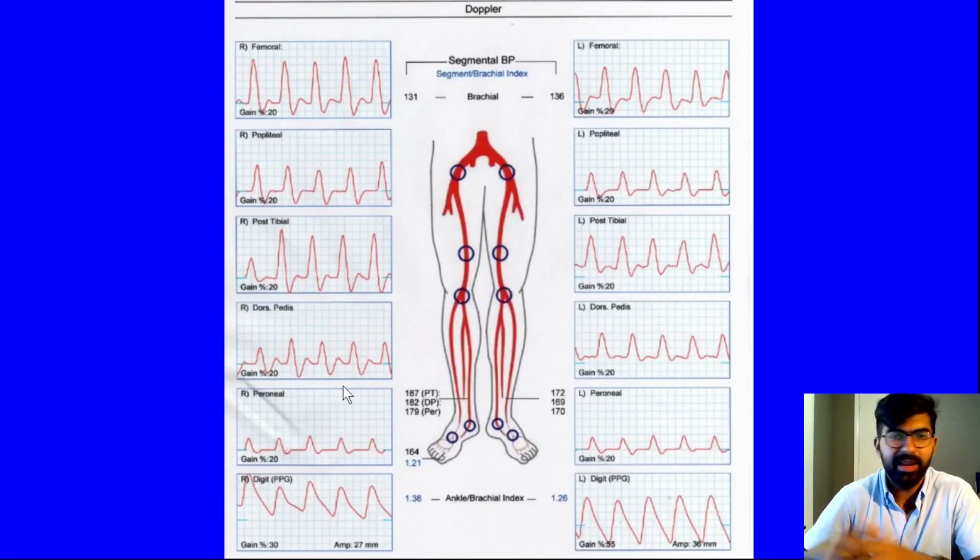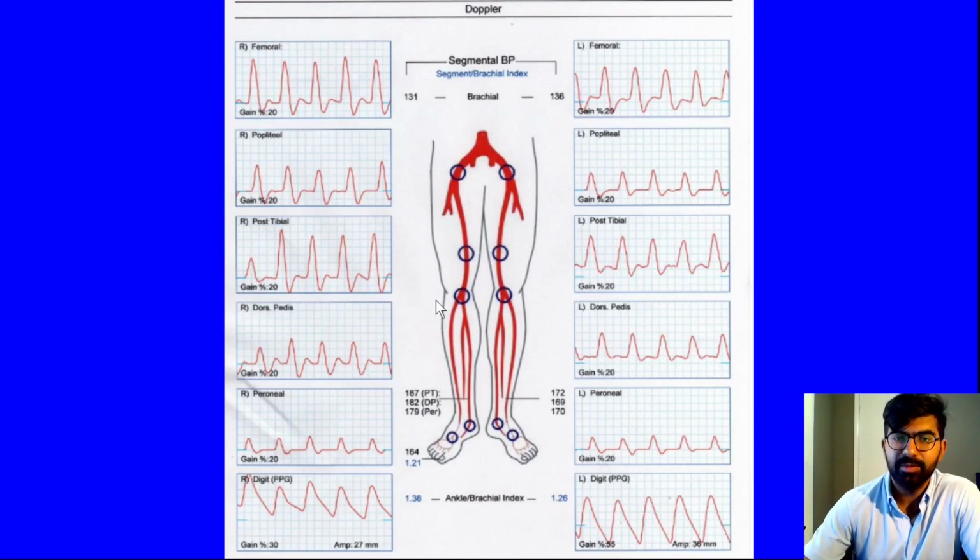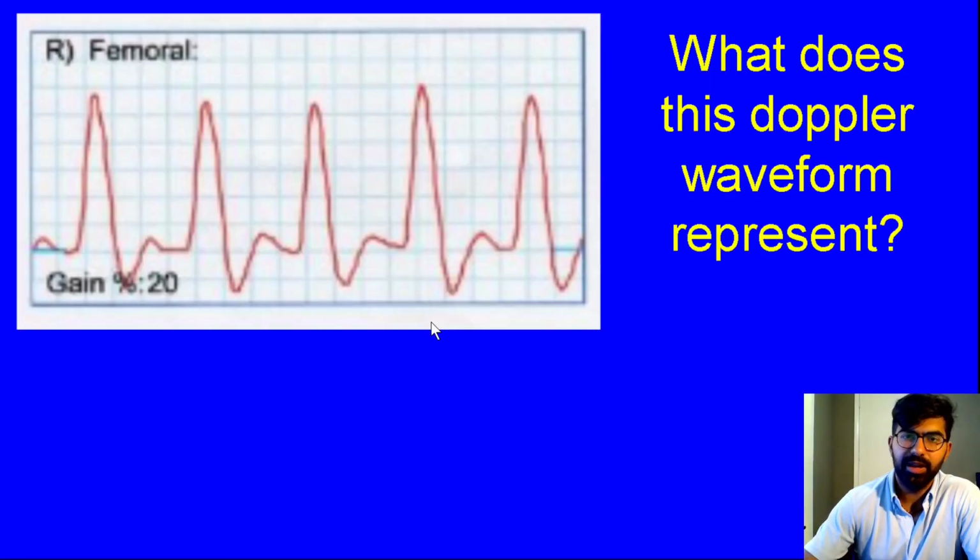And if you're in any way, shape, or form doing any kind of vascular surgery, you're going to see something like this. This is a segmental blood pressure, and you'll see the ABIs. And so let's just talk about this particular waveform. Okay, so let's blow that up.